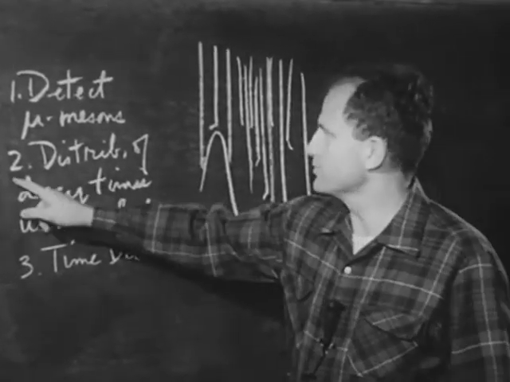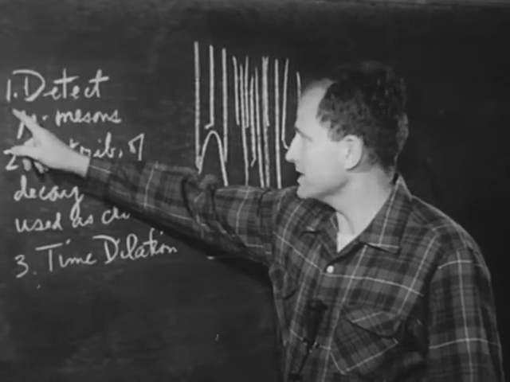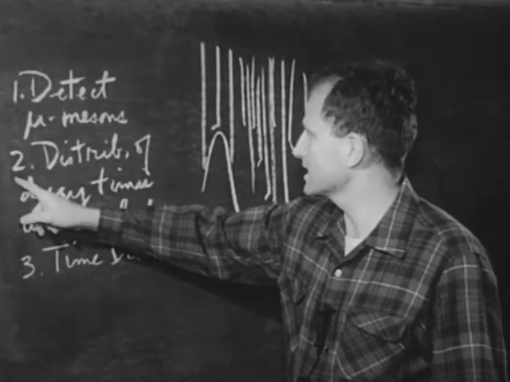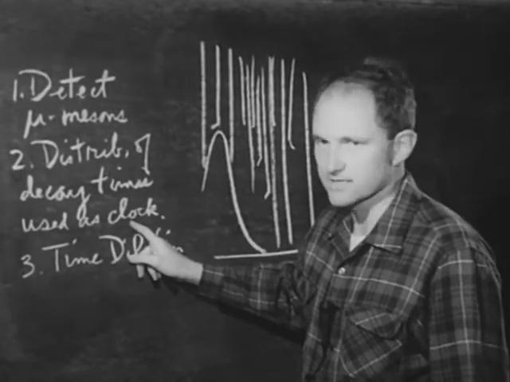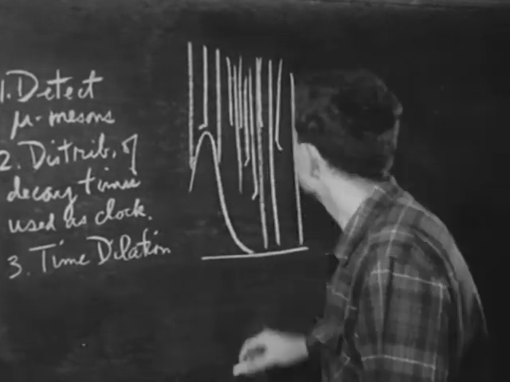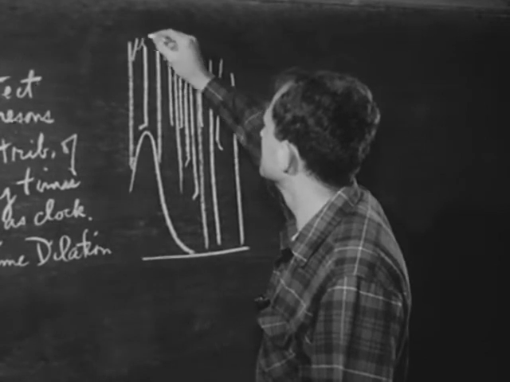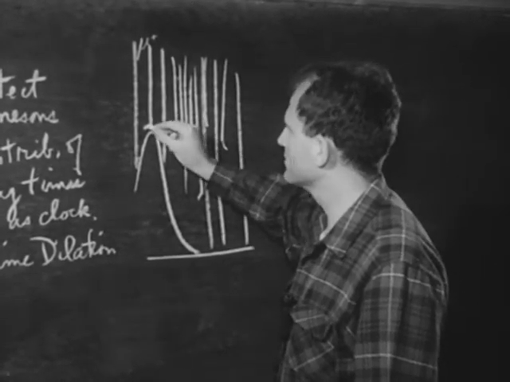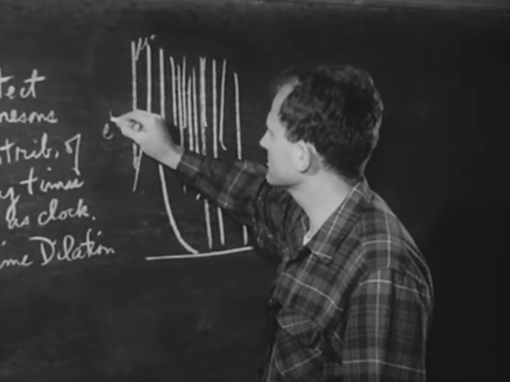That brings us to our second point. We already know how to detect new mesons. Now we want to find out how long it takes them to decay, so as to use them as clocks. When a positive mu meson decays, it gives off a neutrino, an antineutrino, and one positive charged particle called a positron.